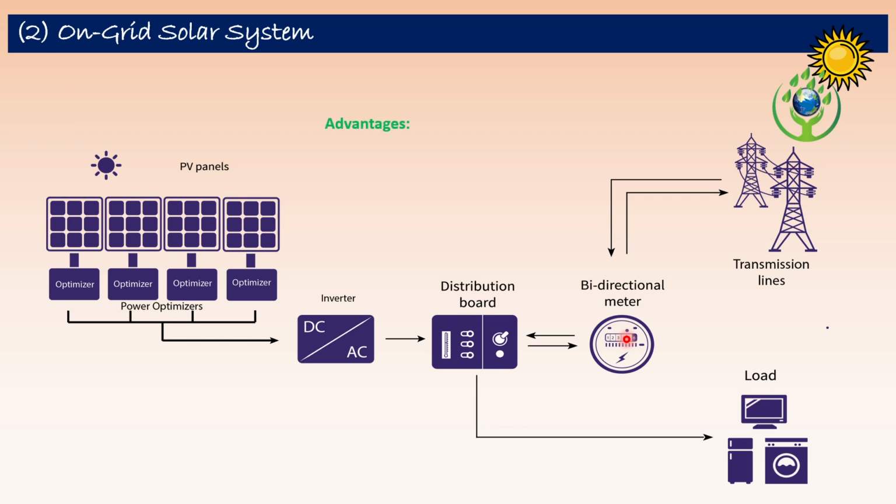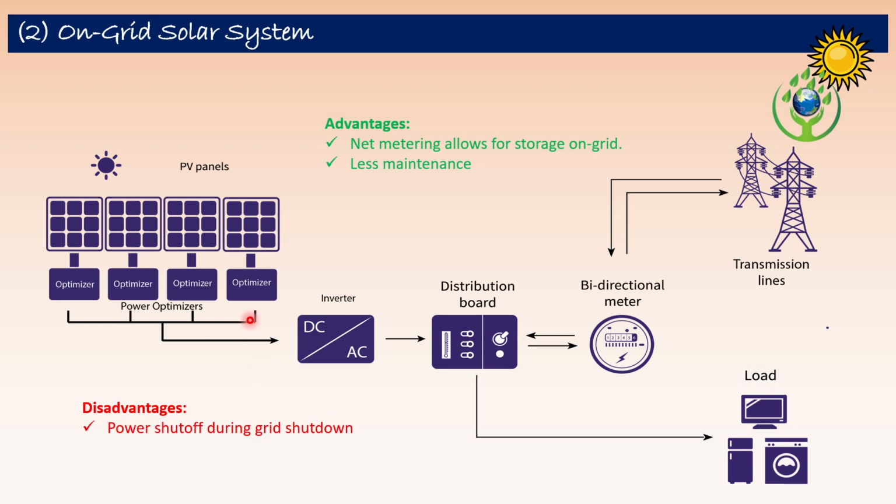So now what are the advantages of this system? This system gives you net metering, which allows you to store the electricity on the grid. Second, it has less maintenance because you don't have batteries on this system. The disadvantage of this system is that your generated electricity will not be used if the grid system is shut down.